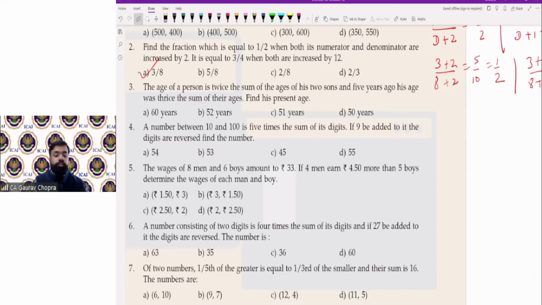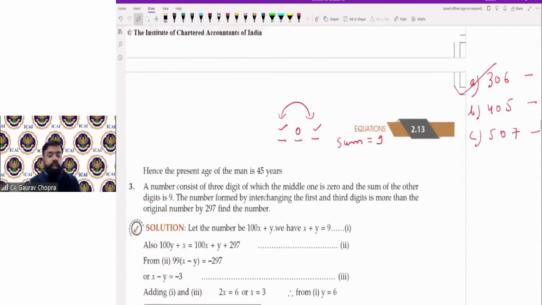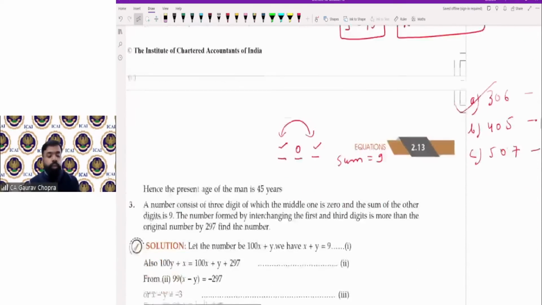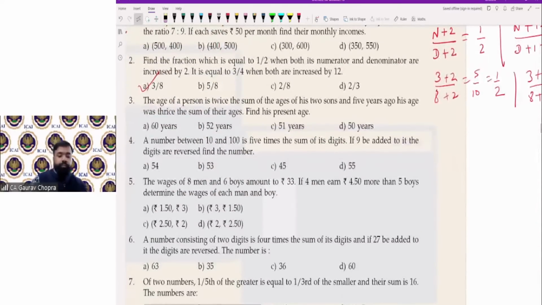Now the third one. The age of a person is twice the sum of the ages of his two sons, and 5 years ago, his age was thrice the sum of their ages. Find the present age. It is exactly the same as what we have done above, exactly the same as example number 2. So you can do this easily.